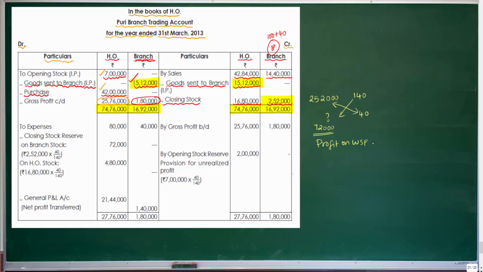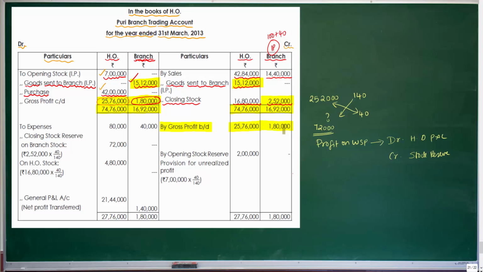Okay, now this has to be removed. How will we remove this? We will remove this by debiting HO P&L account and crediting what is known as stock reserve account. So we have derived the gross profit. Our gross profit figures are 25,76,000 and 1,80,000. We'll transfer these two figures to P&L, so we'll say by gross profit 25,76,000 and 1,80,000 transferred to P&L.